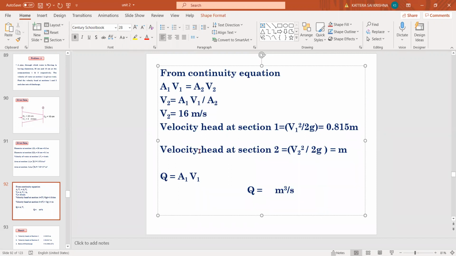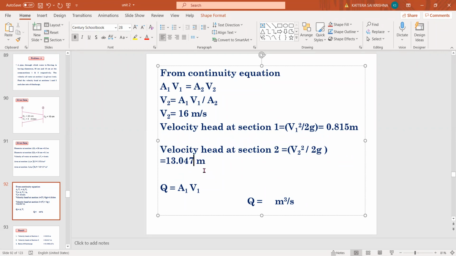So next, similarly, find the velocity head at section 2, which is given by V2 square by 2g. So the V2 value we have found here, 16 square. How much? 13.047 meters. Okay. So these are the two results which we needed to find.